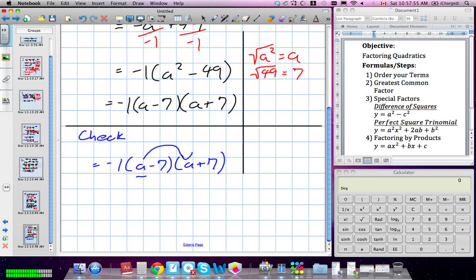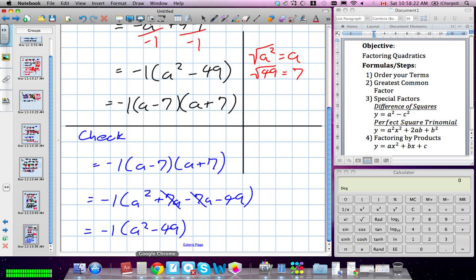So I'm going to end up with still -1 on the outside. A times a is a squared. A times +7 is +7a. -7 times a is -7a. And -7 times 7 is -49. If you notice, I have a +7a and a -7a. Those cancel out. So that's why I have to have a positive and a negative. So then we're left with -1 times a squared minus 49. Does that make sense? Yeah.